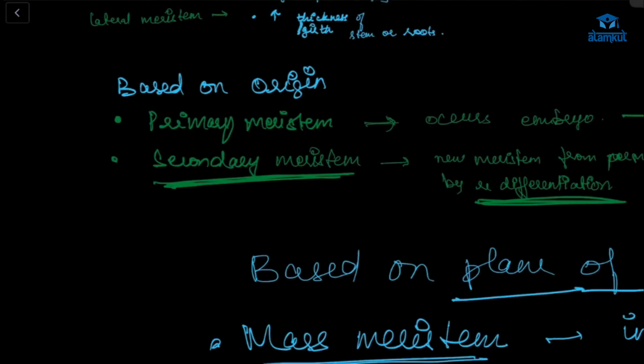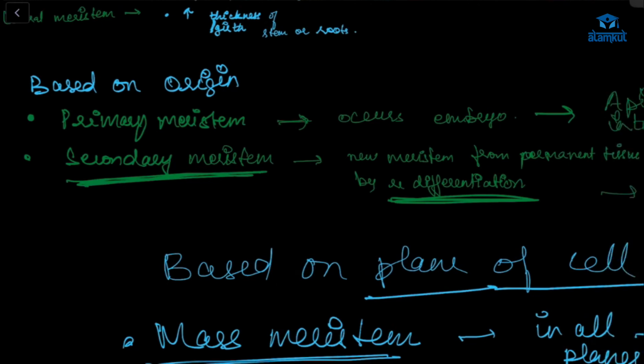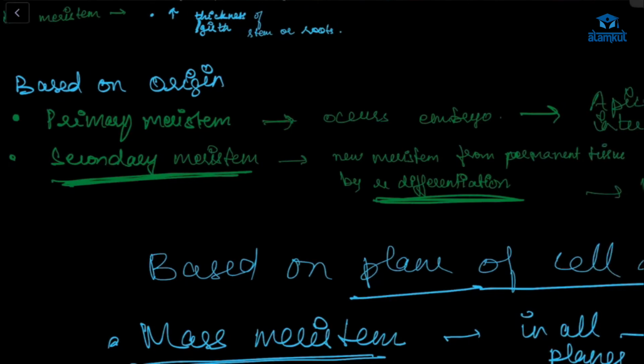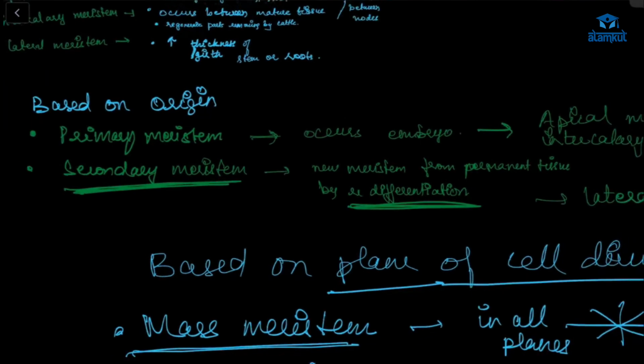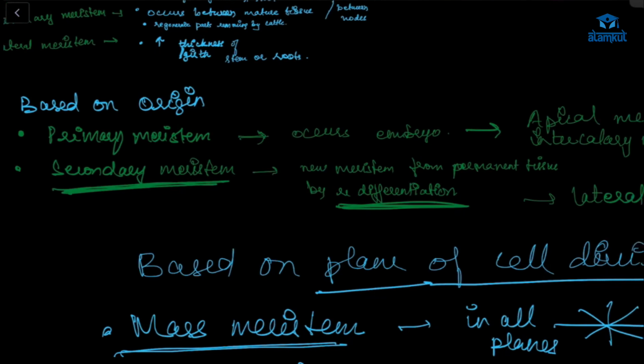Next, we'll talk about based on origin. Who will tell? Ma'am, can I tell? Razi, can you please repeat the question? Based on the origin, meristematic tissues are divided into which categories, and write about them. Ma'am, they are divided into two parts: primary meristem and secondary meristem. Primary meristem only occurs in the embryo, and the secondary meristem, I think, I don't know.